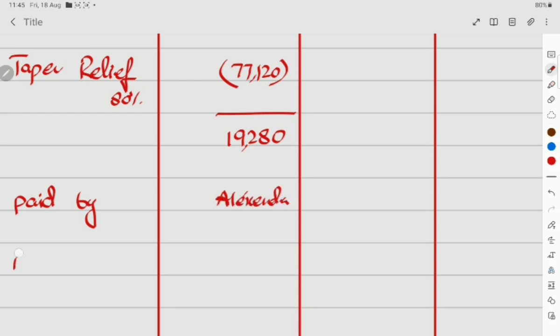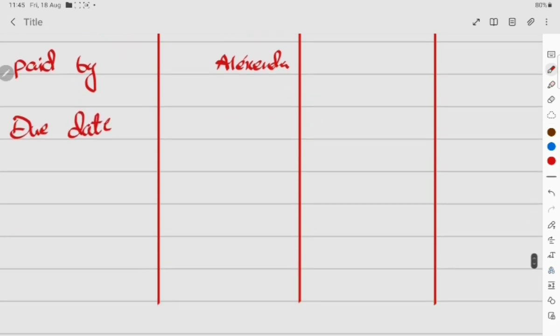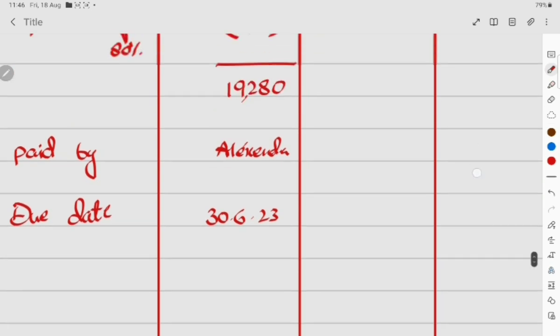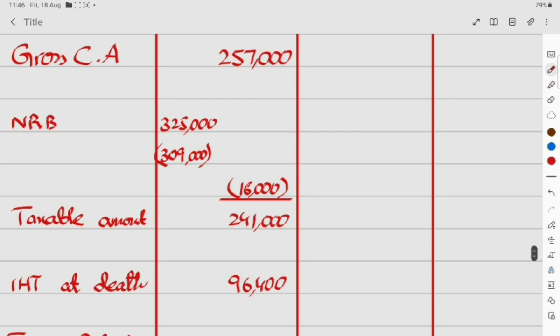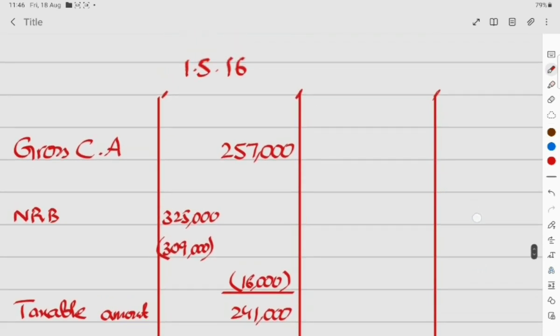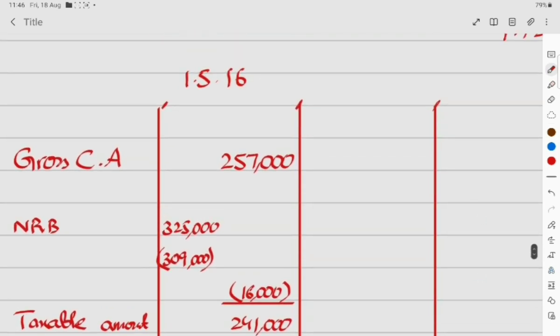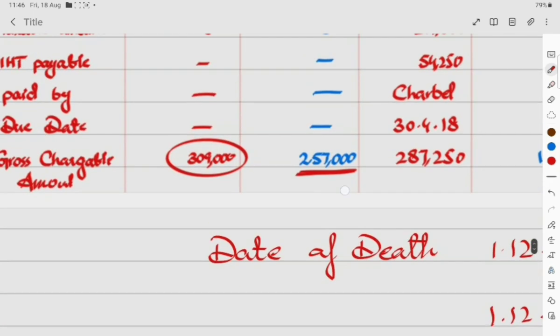And what is the due date? The date of death of that person is 1st December 2022. First you have to go to the end of that month, that is 31st December 2022, and then add 6 months. So this would be 30th June 2023, which is the due date. From the date of death you have to go to the last date of the month and then add 6 months. So this is the treatment of the potential exempt transfer on 1st May 2016.